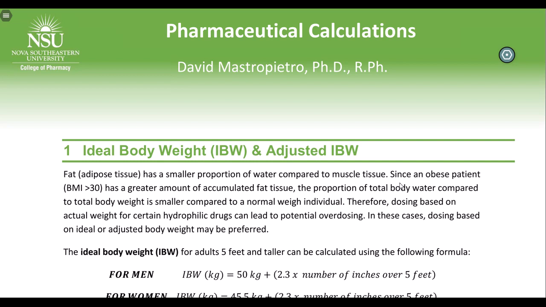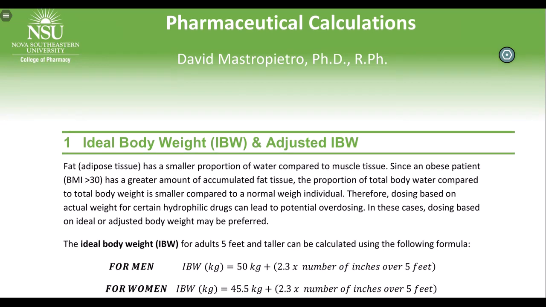This is a session on ideal body weight and adjusted ideal body weight. We learned about the BMI, but if you have a large accumulation of adipose tissue, so a lot of fat with a small proportion of water compared to muscle tissue, it can lead to changes in dosing when a person has a really high BMI. And this is being used to correct some of that.